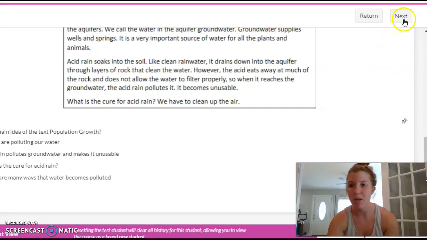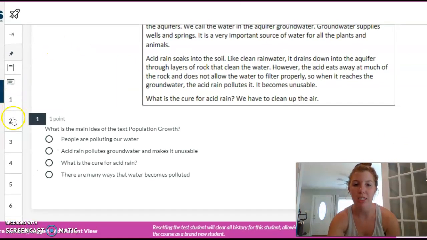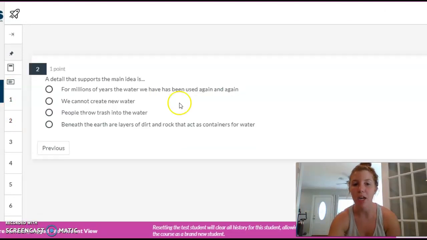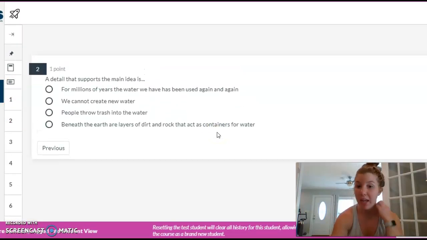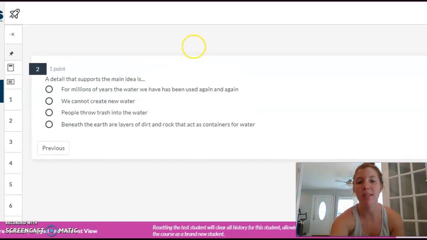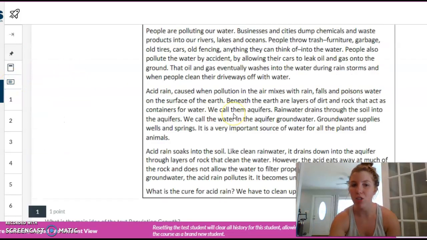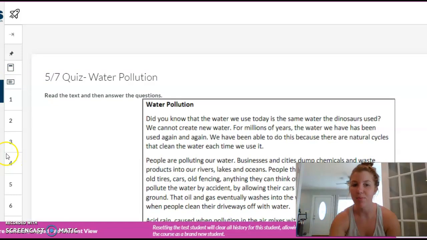Oh, y'all can't see me. Oh, there's next too. Or you can use the question tabs. You can click on number 2 here. Some of you had a problem scrolling last week on a quiz like this, so you don't really need to scroll. You just need to click number 2, okay? A detail that supports the main idea is, so this needs to make sure it matches with the answer you chose for number 1. If you need the text again, you can click on this button. It will take you back to the text.